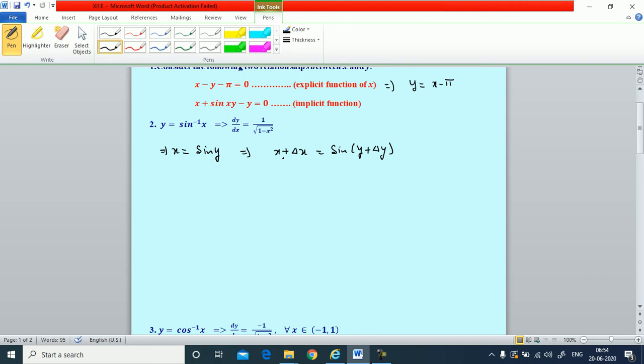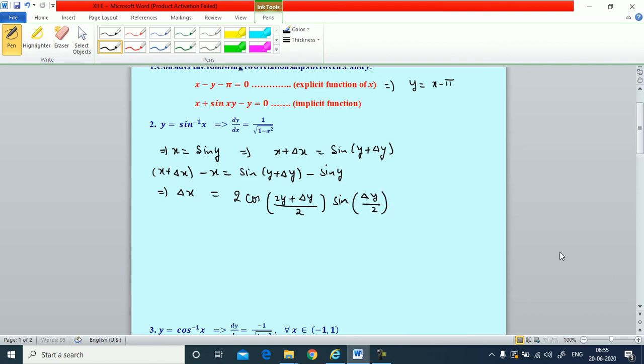Now if these two equations are subtracted, then x plus delta x minus x will be equal to sine of y plus delta y minus sine y. So the left hand side reduces to only delta x and the right hand side can be simplified. We can use the formula for sine A minus sine B to simplify it. So it will be 2 cos of the sum of both the angles divided by 2, and the next term will be sine of the difference of both the angles. If we subtract both the angles, you will see y gets eliminated and we get delta y over 2 here.